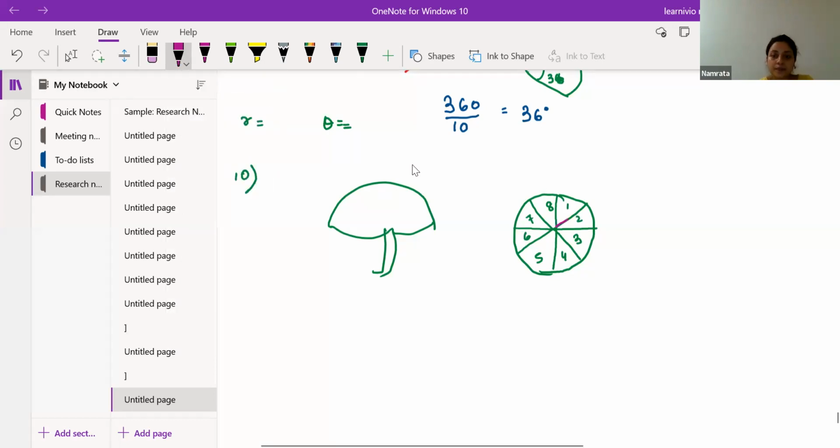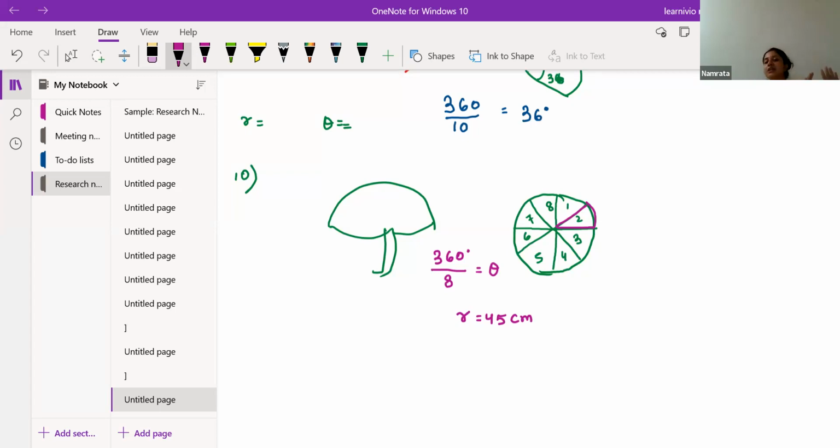Can you see? Any one sector you take and find the area. How will you find it? We already know the radius R, that is 45 centimeter. Now we can say that the total angle is 360 and we are dividing it into 8 parts. From here, you will get the angle of each sector.